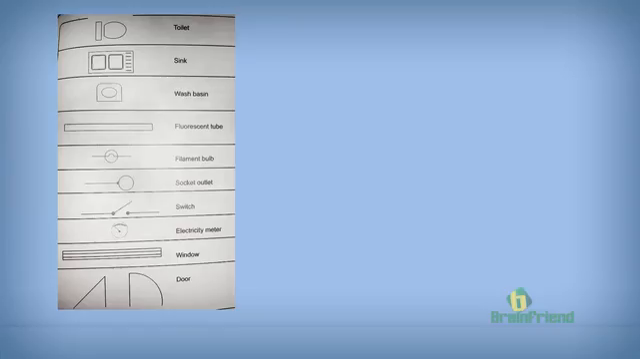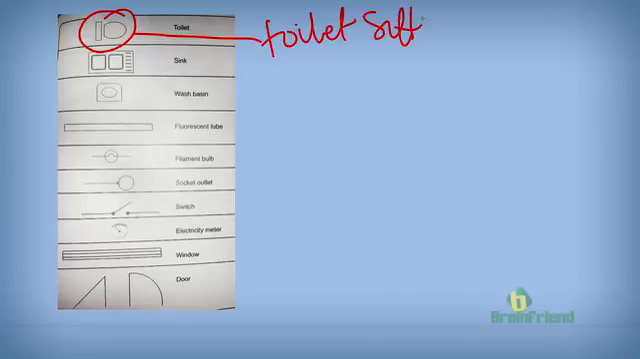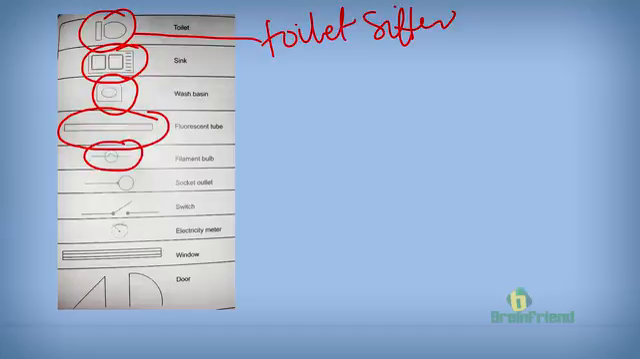Now, we have this symbol here, which is used to represent the toilet seater. Okay, we have this that represents the sink. We also have this for wash hand basin. We also have this fluorescent bulb. This represents the filament bulbs, the smaller size of bulbs.